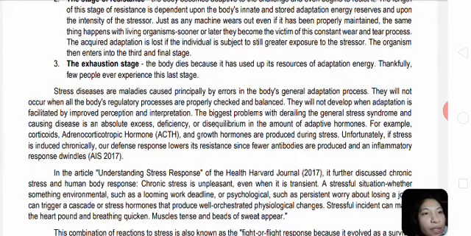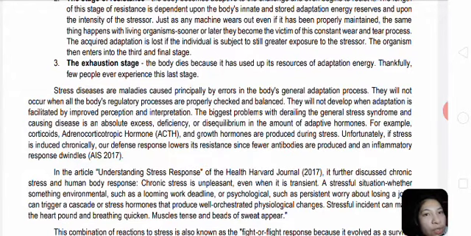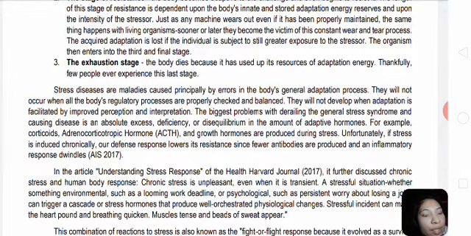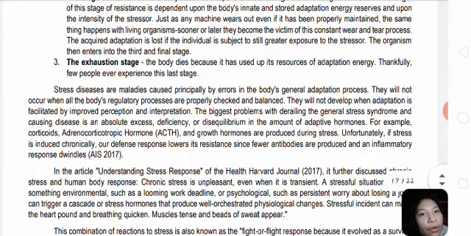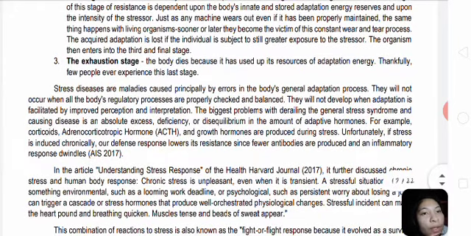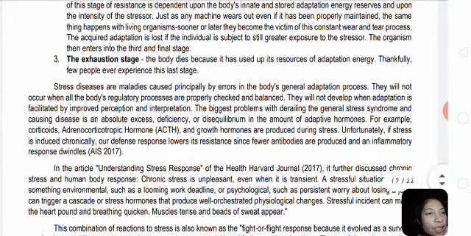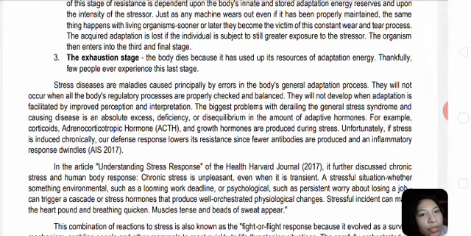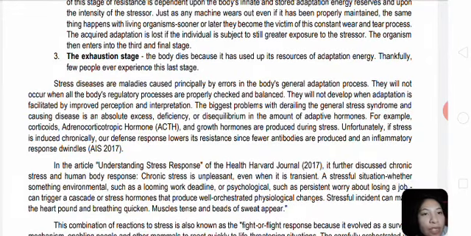The biggest problems with derailing the general stress syndrome and causing disease is an absolute excess, deficiency, or disequilibrium in the amount of adaptive hormones, for example, corticoids, adrenocorticotropic hormone, or ACTH, and growth hormones produced during stress. Unfortunately, if stress is induced chronically, our defense response lowers its resistance since fewer antibodies are produced and an inflammatory response dwindles.